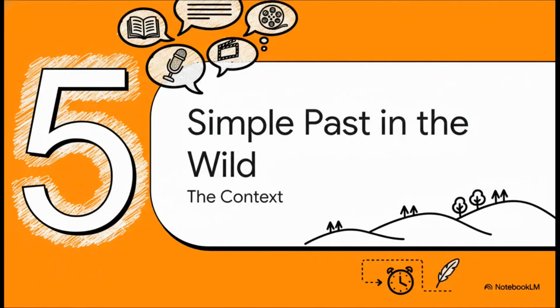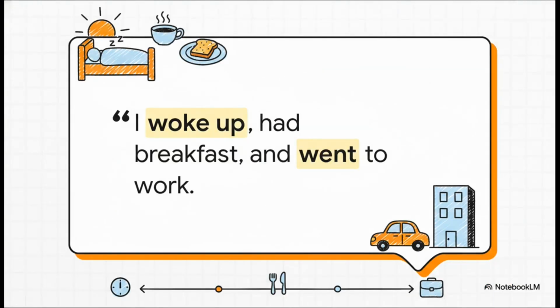Okay, enough with the charts and rules. Let's see how this all plays out in the real world, in the actual stories that we tell each other every single day. I mean, just think about the last time you told someone what you did this morning. You probably said something almost exactly like this. I woke up, then I had breakfast, and then I went to work. Each one of those is a simple past verb. Why? Because this tense is the absolute backbone of telling a story. It creates this clean, simple chronological order that's super easy for people to follow. First this, then this, then this. It's what gives a story its momentum.